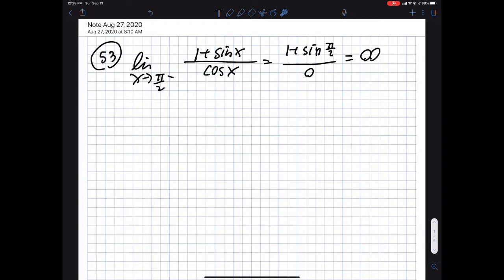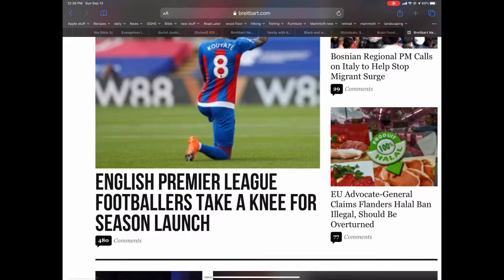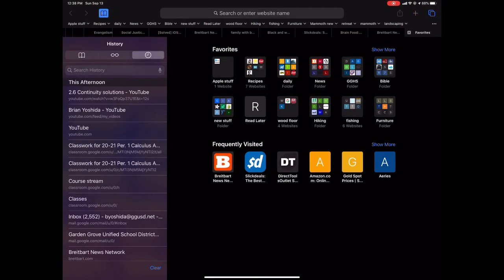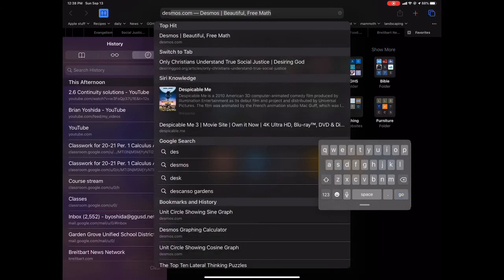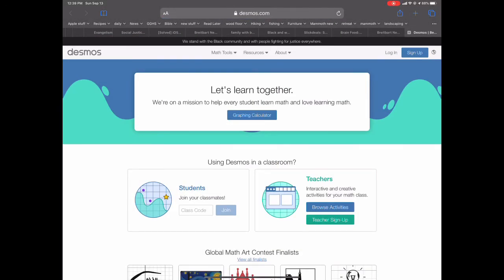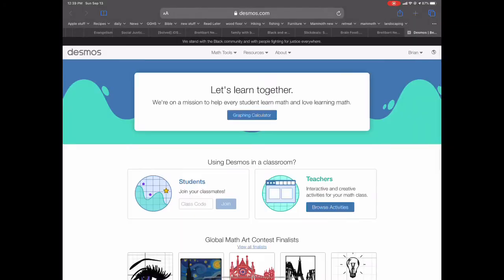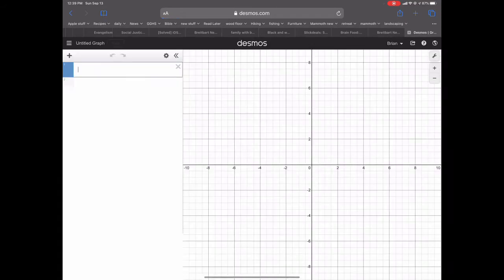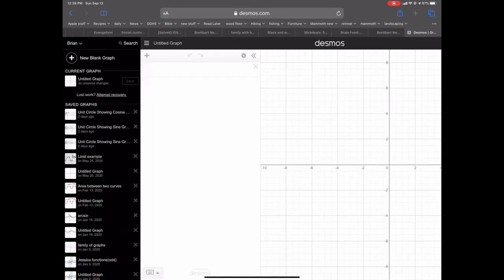So I'm going to jump to a different app here. Let me go to this, and we're going to do Desmos. Let me log in here. All right. So we're doing the cosine at pi over 2.